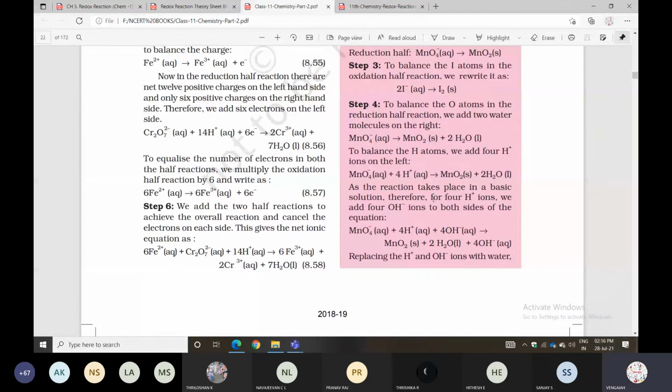As the reaction takes place in a basic solution, therefore for 4 H plus ions, we add 4 OH minus ions to both sides of the equation. So we add 4 OH minus ions on both sides because we are comparing with the H plus ions. How many H plus ions are there, on the reactant side or product side, any side? Here we have 4 H plus ions. For balancing that, we add 4 water molecules. Yes.